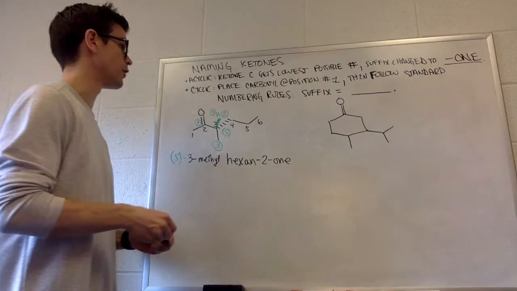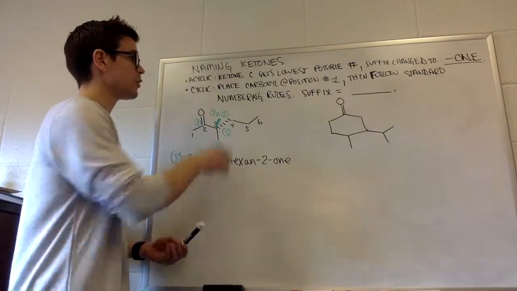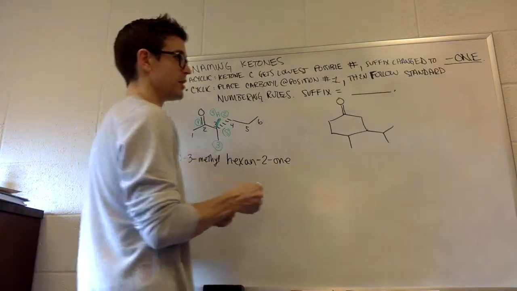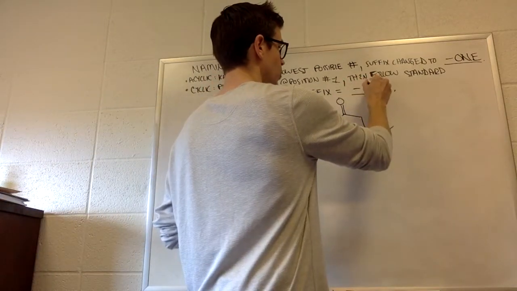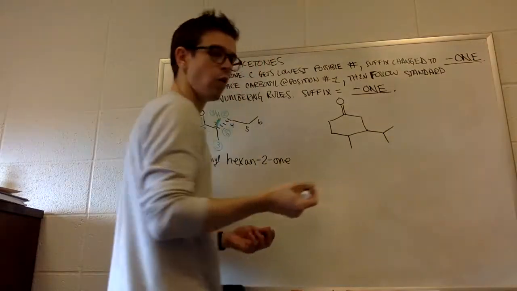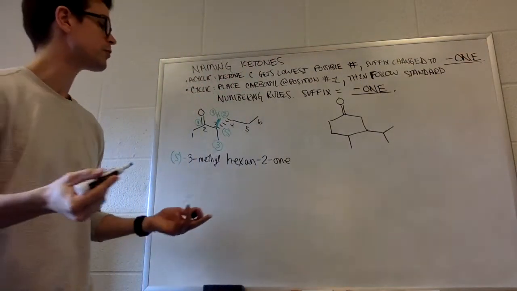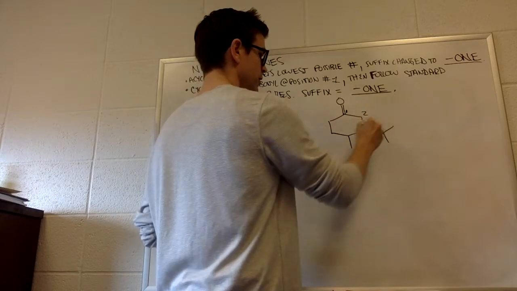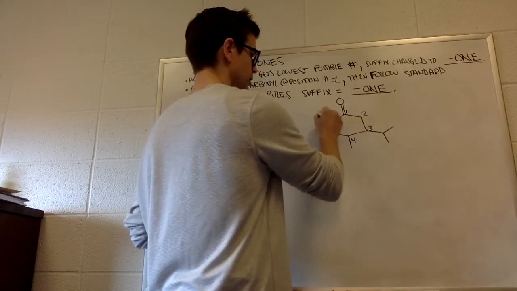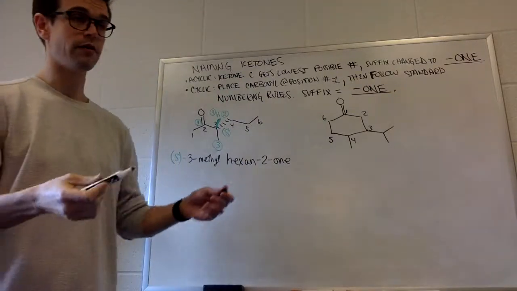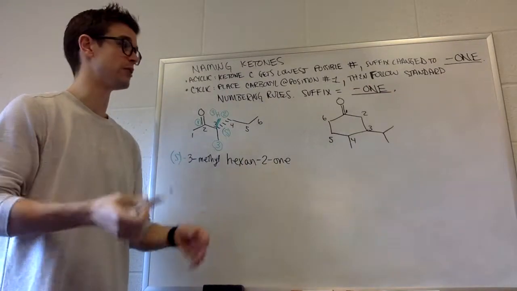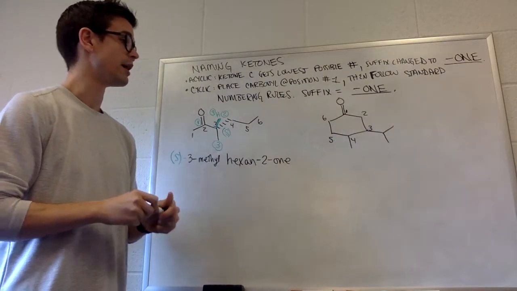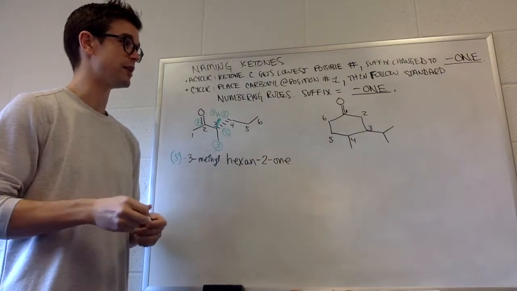What about cyclic? So in cyclic, we place the carbonyl in position 1, then follow standard numbering rules. The suffix remains the same, -one, for ketone. So this is position 1, and then we would number this way around the ring to get this isopropyl, the total numbers to be as low as possible. So 1, 3, 4, now we are just going to alphabetize isopropyl.